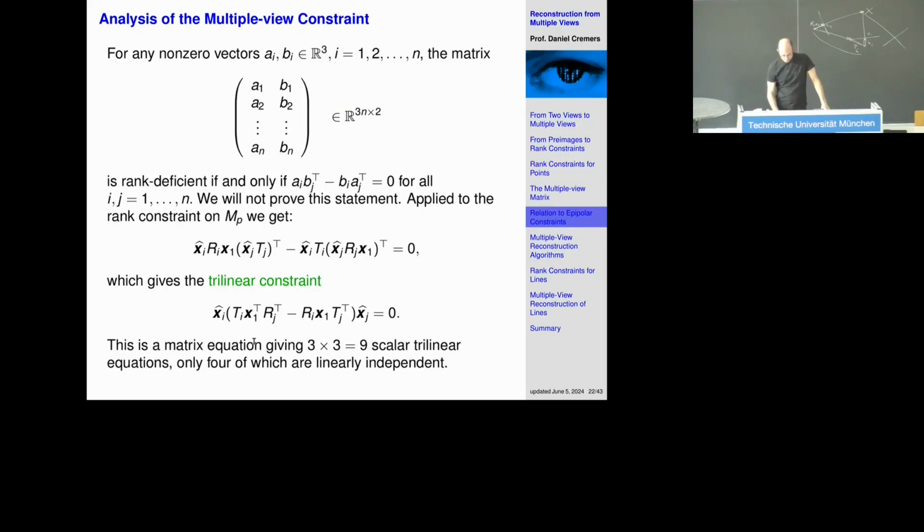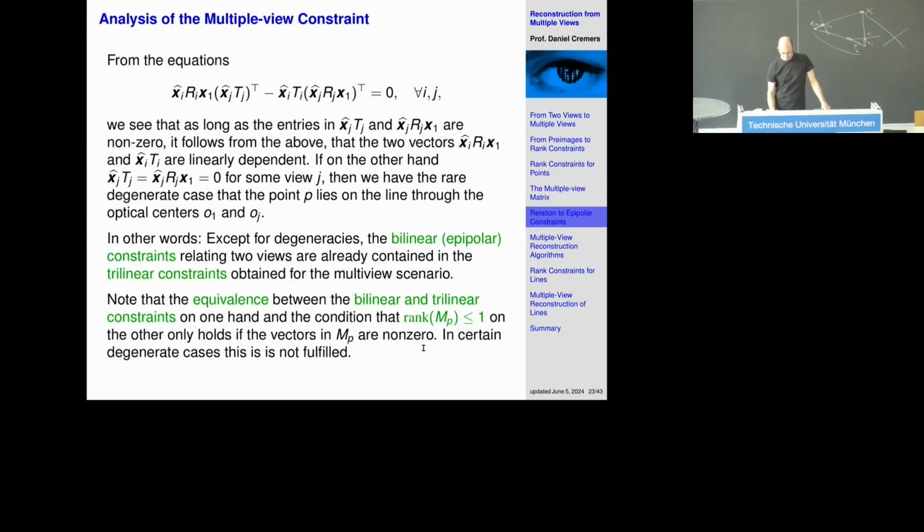And this is a matrix equation, so it corresponds to 3 times 3 scalar trilinear equations. And in fact, one can show that only 4 of them are linearly independent. I'm debating how much deeper I should go. As I mentioned, this is a rather technical chapter, and I just wanted to give you an idea here of how this works.